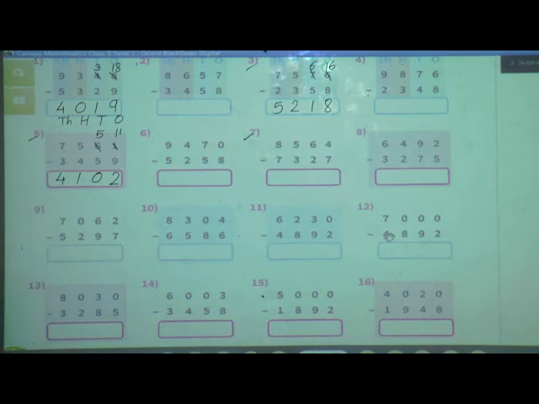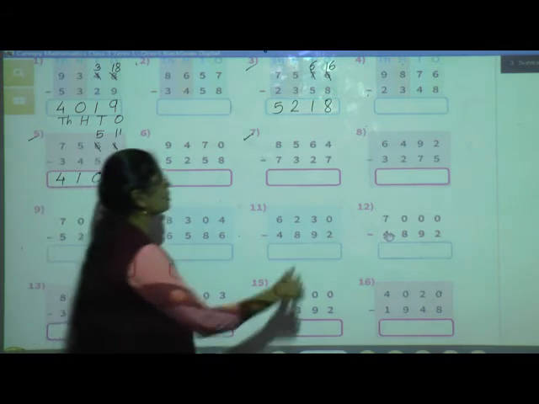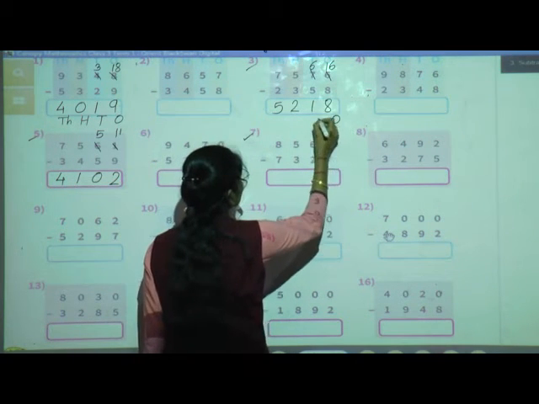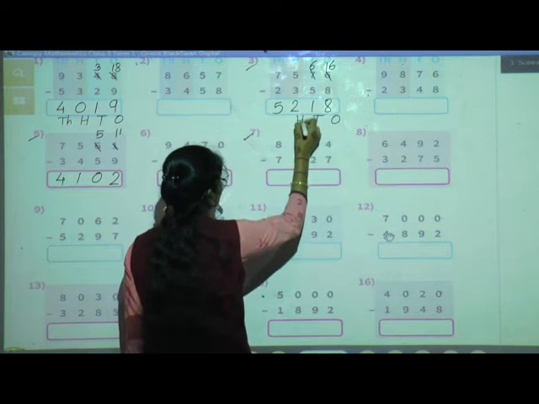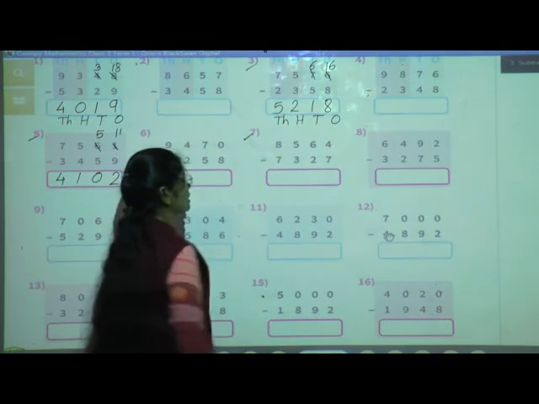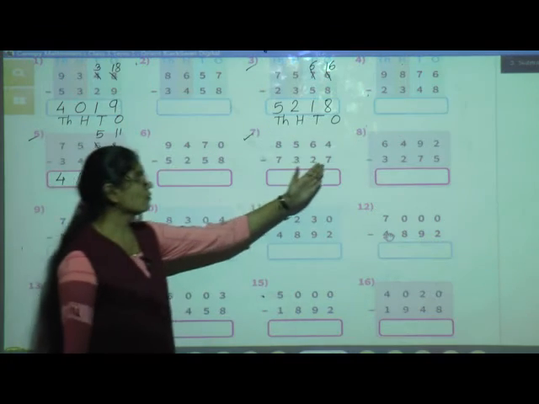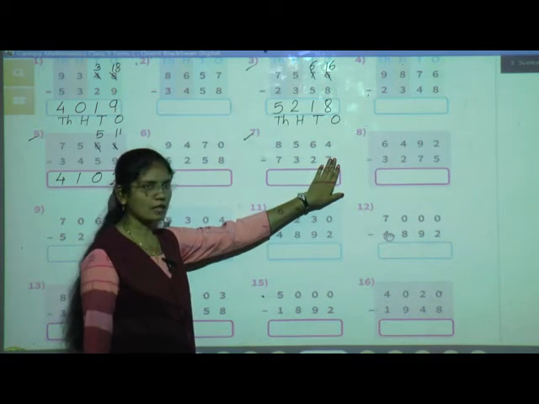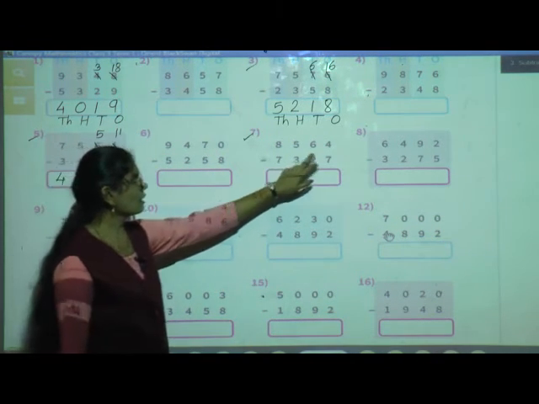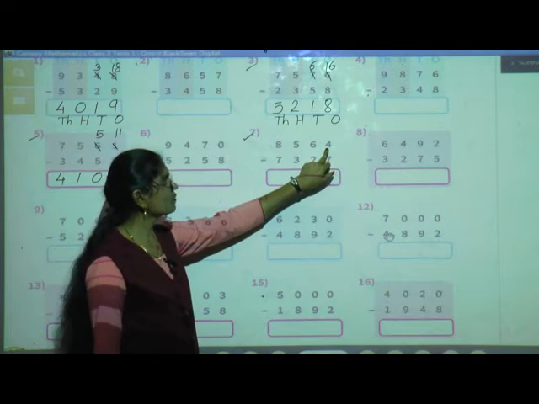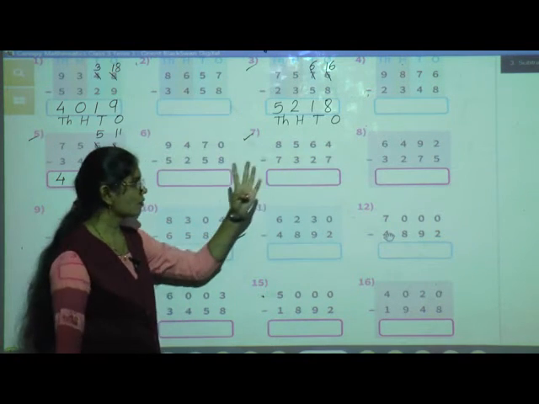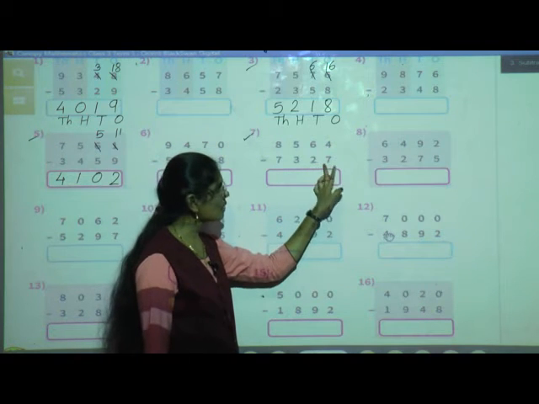Read the numbers. What is the first number? The first number is 8,564 and the other number is 7,327. Write first of all their places. This is ones place, this is tens, this is hundreds, and this is thousands place. Start from the ones place, because we should always start from the ones place. See here in the first number, how many ones are there? There are 4 ones, and in the second number there are 7 ones.